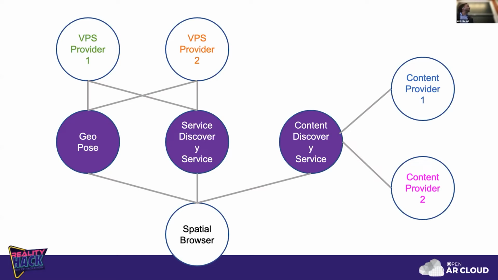So these purple spheres are the services that we offer. We have Geo Pose, service discovery service, and content discovery service. I did a last minute scale, that's why the line's dropping down. And so the concept is that any VPS provider can connect to our APIs, and they don't necessarily have to rewrite their code to any particular standard. They can just use our APIs.